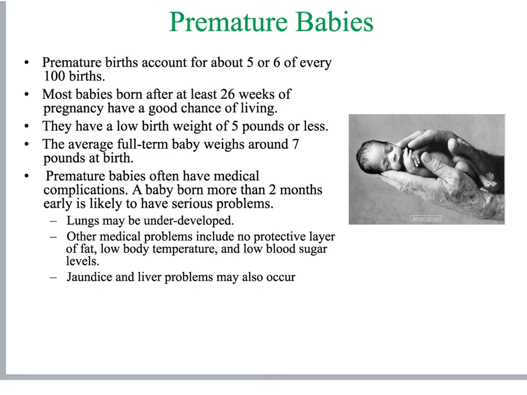One of the main problems in a premature baby is that lungs are likely to be underdeveloped as well as their liver. Jaundice often results because of liver problems. They may have other medical issues like low body fat because they didn't get those last months 8 and 9 when there's a lot of fat intake. They may not have all of their neural connections or myelination done yet, low body temperature, and low blood sugar levels. So that's it for development and fertilization.